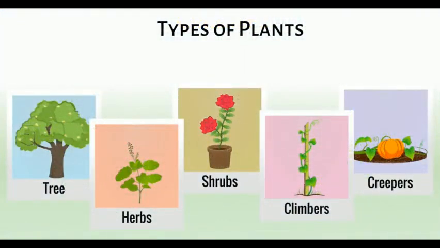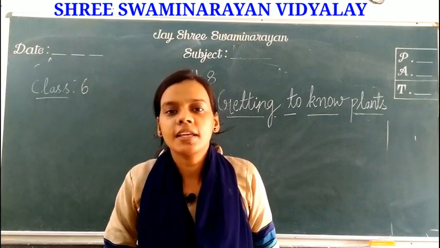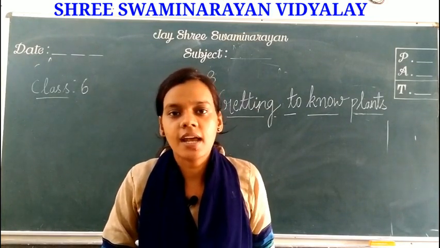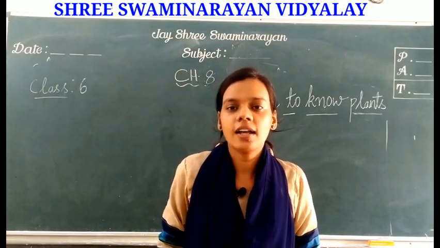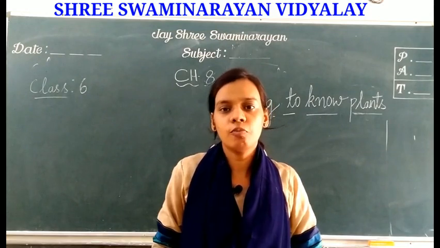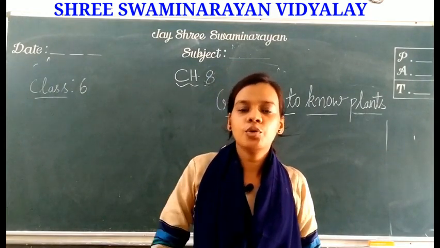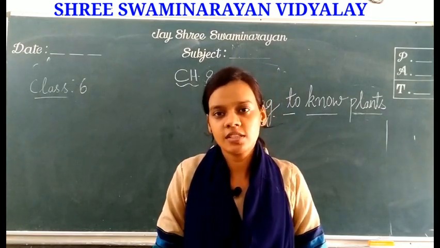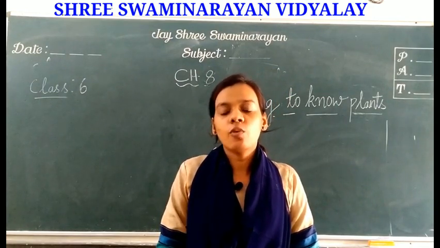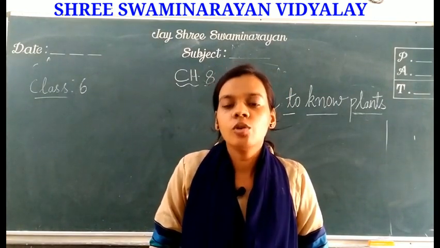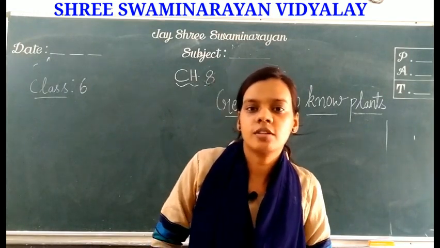I hope you understood this video very well. I hope you have understood about the 2 categories of plants, that is creepers and climbers. Now let's move on further. Our next topic is parts of a plant. The plant is divided into 2 parts. First is the root system and second is the shoot system. First we will start with what is the root system. So let's see a video to understand the root system in detail.